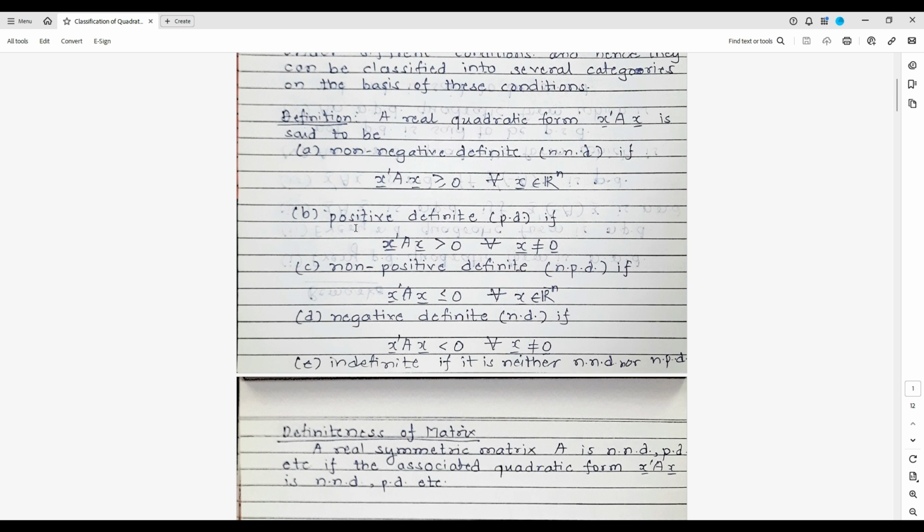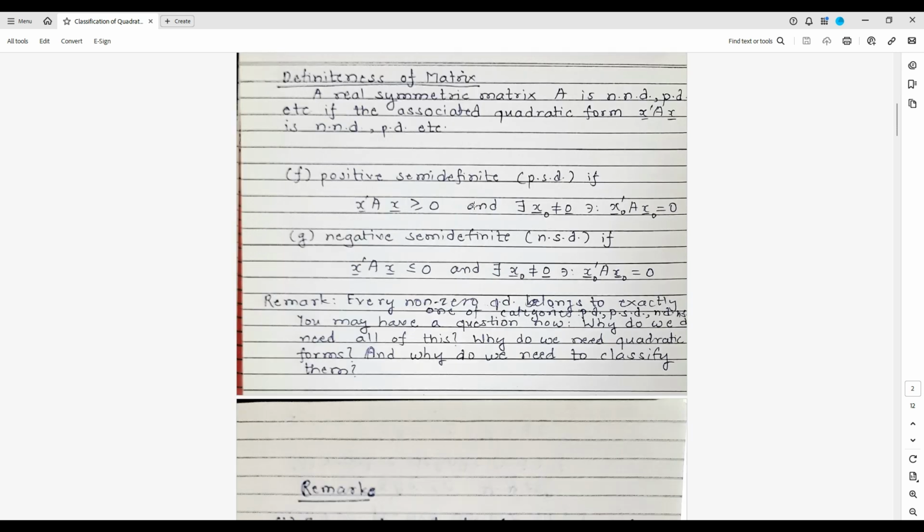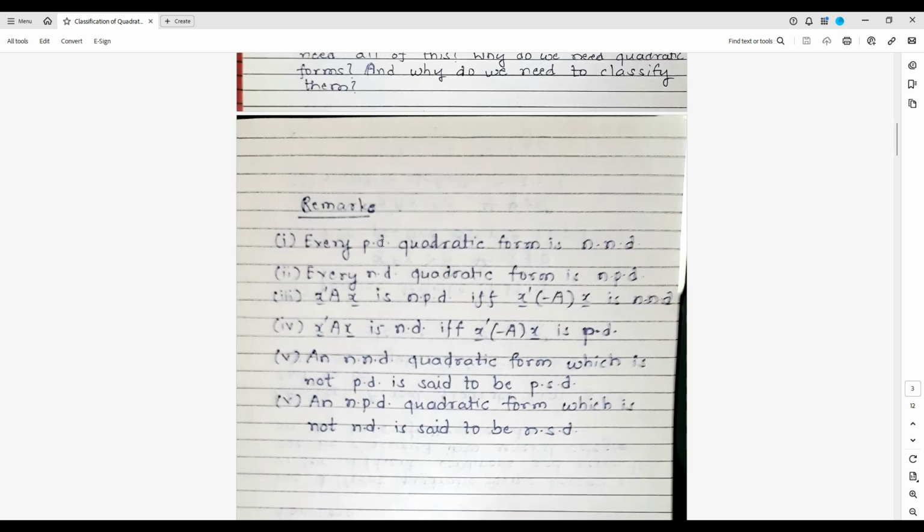Suppose a given quadratic form is positive definite, then what do we have? We have x prime Ax greater than 0 for every x not equal to 0 and x prime Ax equal to 0 for x equal to 0. Means x prime Ax is either greater than 0 or equal to 0 if we consider all values of x in Rn, which is nothing but the condition of non-negative definite. Hence, we can say that every quadratic form which is positive definite is also non-negative definite.